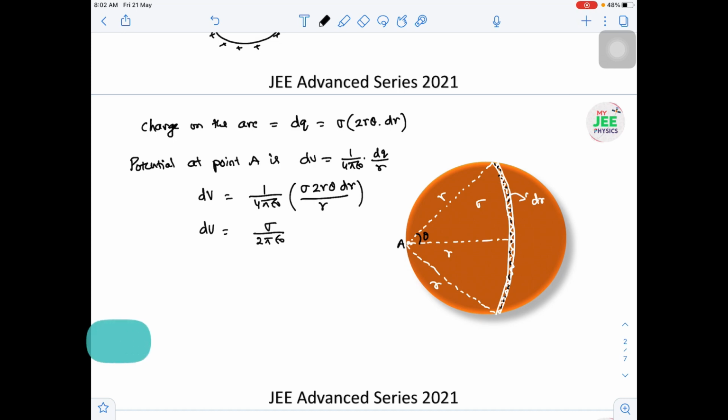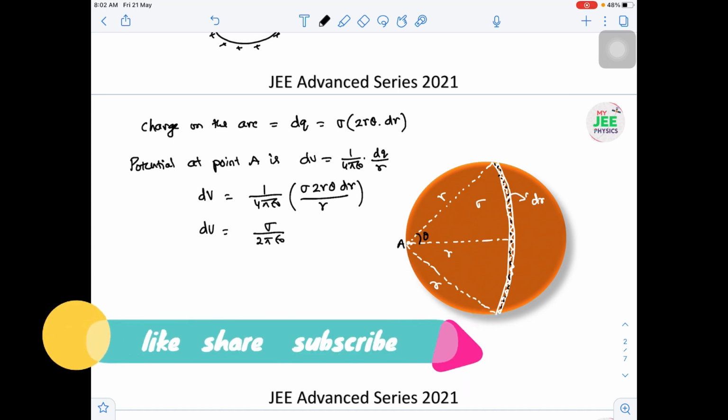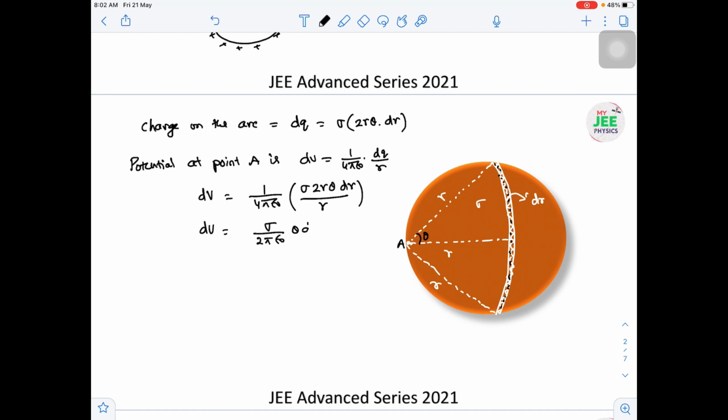Then what is left with us? Theta and dr terms are left. So now we are left with two different variables, one is theta, the other one is the r term. So we have to convert into one variable so that we can integrate. So how to convert it?